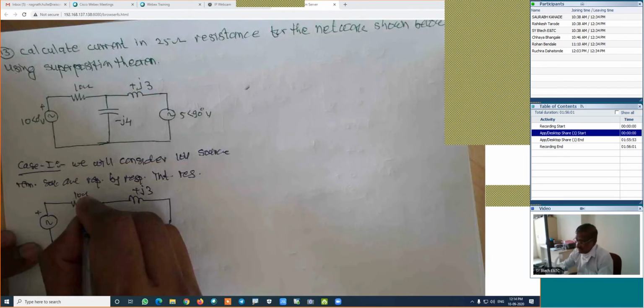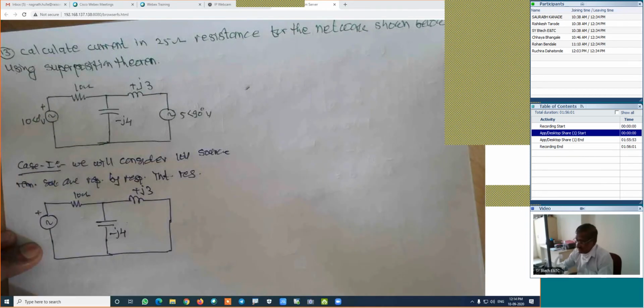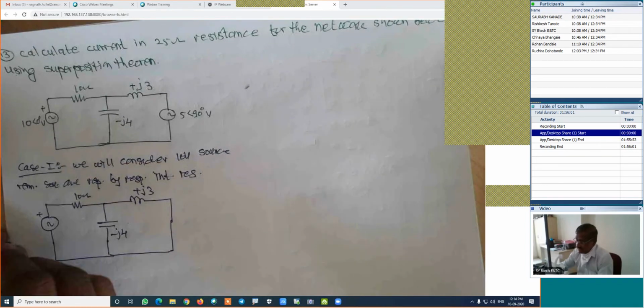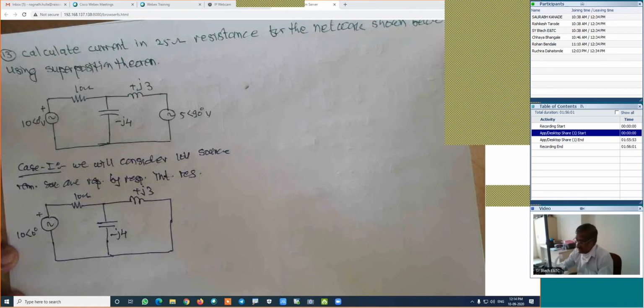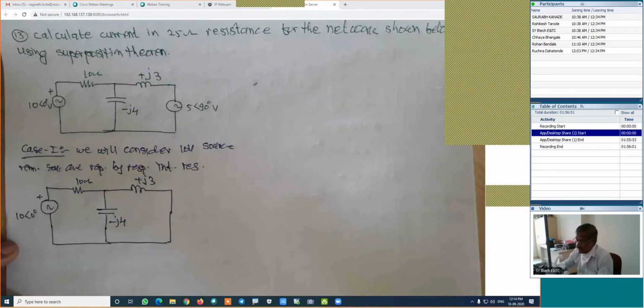Otherwise, if we use the matrix method, the complex calculations will be too many, because the calculator does not support solving equations with complex numbers. That's why it becomes difficult. So the reduction method is better. Then 0 degree. First, we will reduce this figure for case 1.